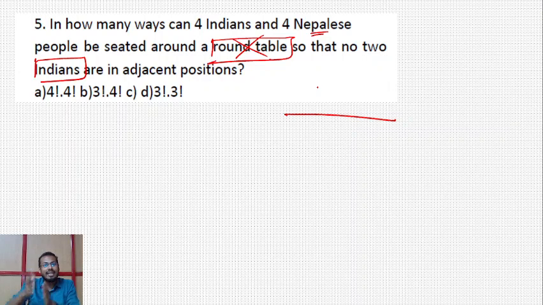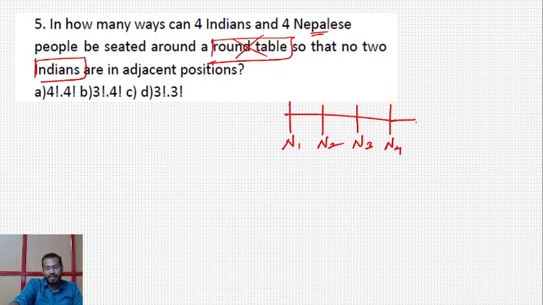then allow Indians to sit. If you allocate alternate places and send all the Indians in, definitely there is no other way. Look at this, 4 Nepalis. So first Nepali N1, second Nepali N2, third Nepali N3, and fourth Nepali N4. Let's name them like this. Now I seat all the Nepalis first, and I'm going to put chairs in between the Nepalis. So this is the first one, this is the second chair, third chair, fourth chair, and fifth chair. Now in these 5 chairs, I let the Indians select whatever chair they want.